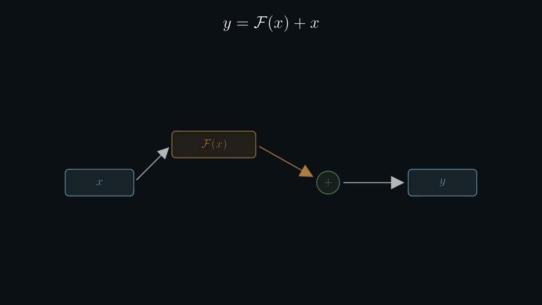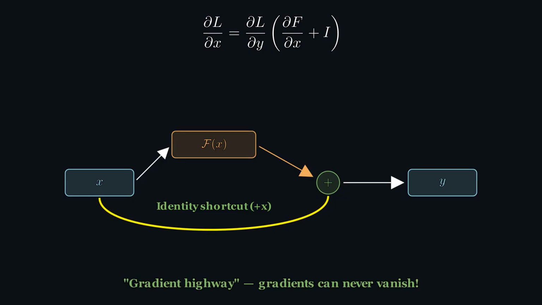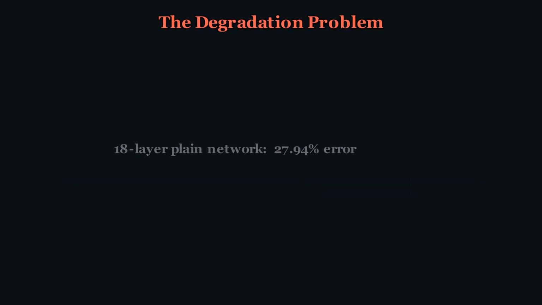A residual block computes y equals f of x plus x. The f of x part learns the residual, and the plus x is the identity shortcut, a direct highway for information. When we compute gradients, the chain rule gives us this beautiful decomposition. The gradient of the loss with respect to x includes an identity matrix term. This plus y is the gradient highway. Even if the learned function f has tiny gradients, the identity term guarantees that gradients can never completely vanish.